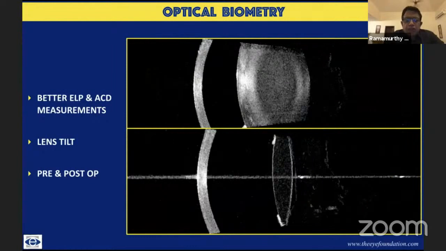There was no significant instrument that was available to us as far as the AC depth was concerned in the postoperative period. But here you can see this is with the natural lens and this is with the pseudophakic lens. And you can see the precision with which the AC depth as well as the effective lens position can be measured with this particular instrument. It also gives us an idea about the lens tilt.